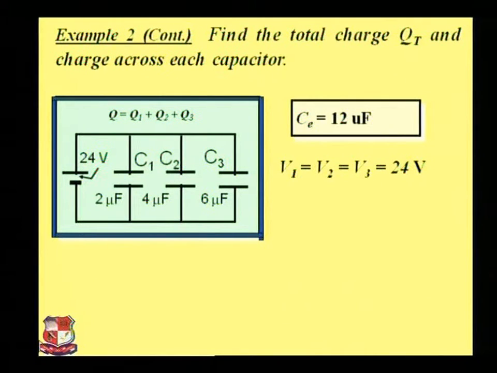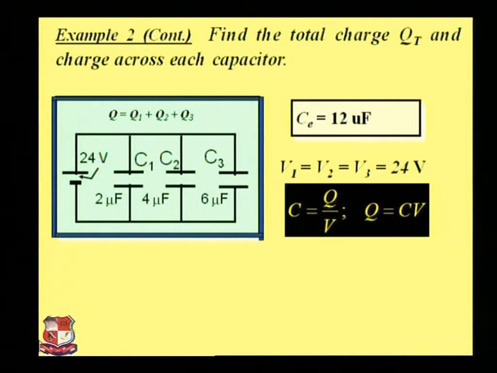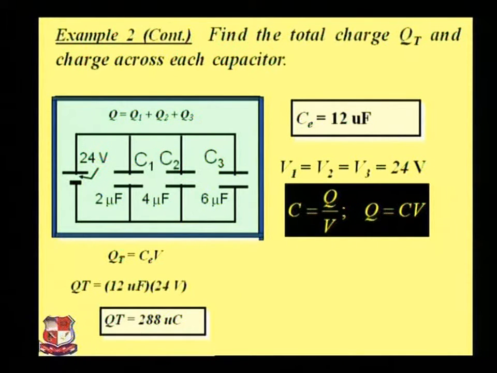Now the voltage is the same: V1 equals V2 equals V3 equals 24 volts. To find the charge, Q equals C times V. So the total Q becomes C into V. Now C equals 12 microfarad and V is 24 volts. So the total charge across the capacitors, Qt equals 12 microfarad times 24 volts, which equals 288 microcoulomb.